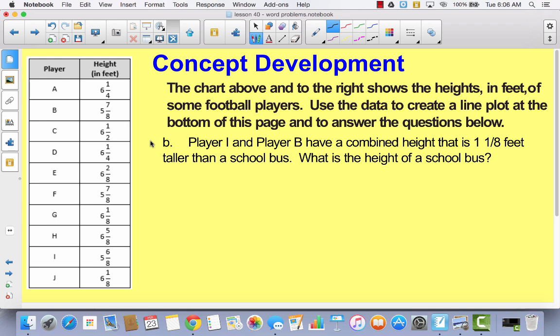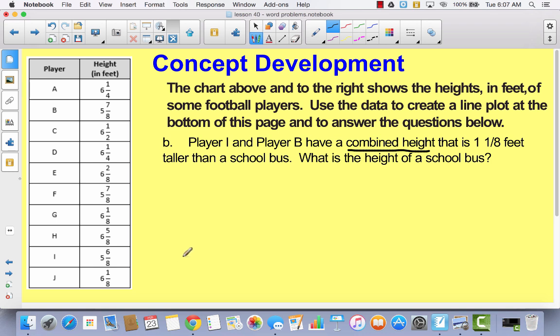Now it says player I and player B have a combined height that is 1 1/8 feet taller than a school bus. What is the height of a school bus? Now this is where it's really important to model this problem, okay? So let's think about what it's saying. When it says they have a combined height, what does that mean?